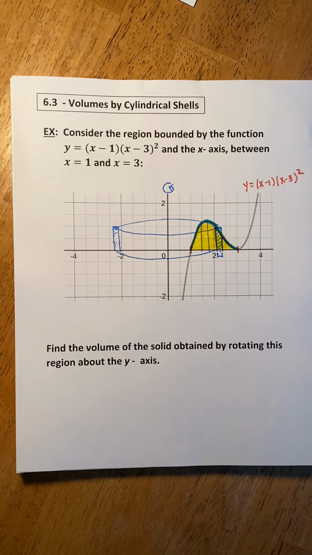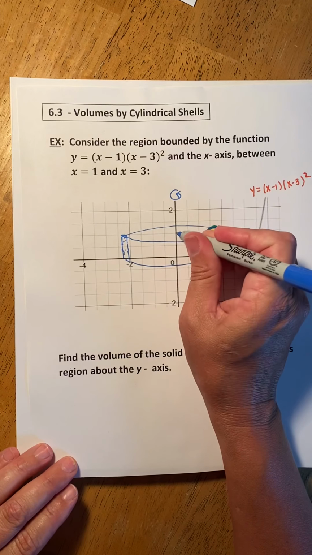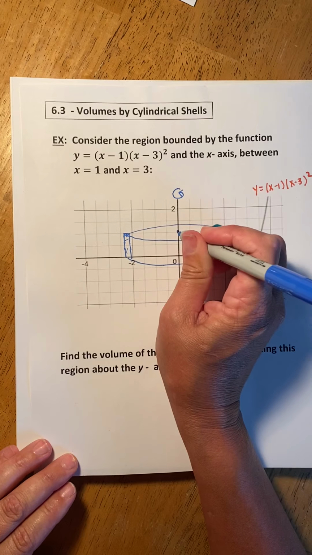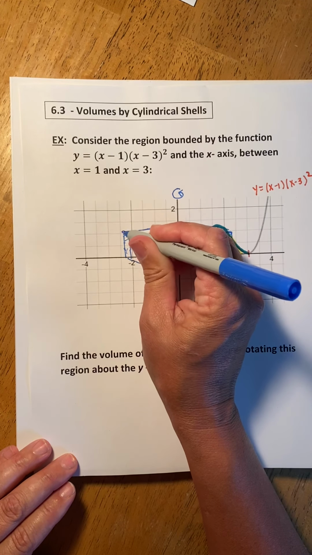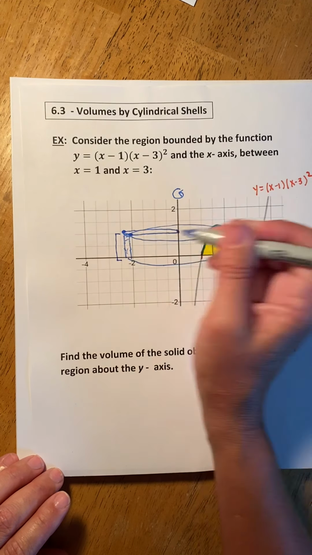So let's talk about the volume of a cylindrical shell for a moment. Notice here we're rotating about the y-axis, and I'll do it over here to the left because I have too much going on. We have an inner radius, and then we have an outer radius to the outside of the shell. And then we have a height of the shell.